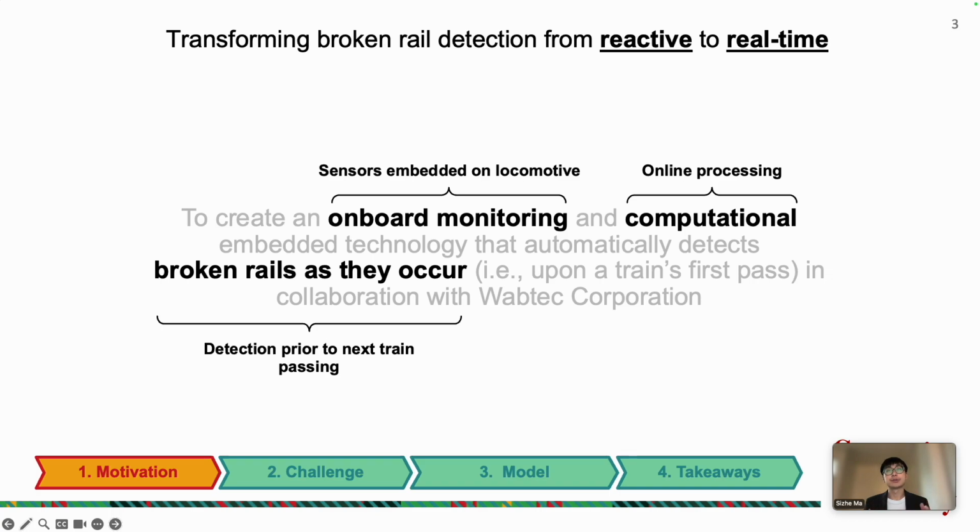Onboard monitoring refers to sensors embedded on the locomotive, which could be vibration sensors, that is accelerometers collecting acceleration, or they could be vision sensors, that is cameras capturing images. Computational embedded technology refers to the capability to process data online. And broken rails as they occur refers to the fact that we want the rail detection to be done prior to the next train passing.